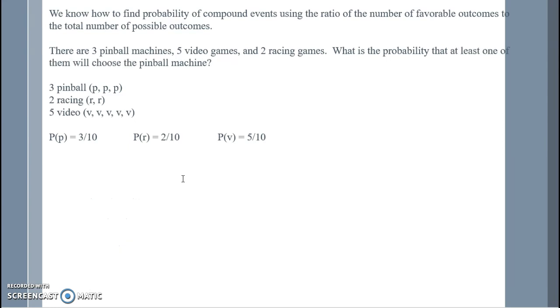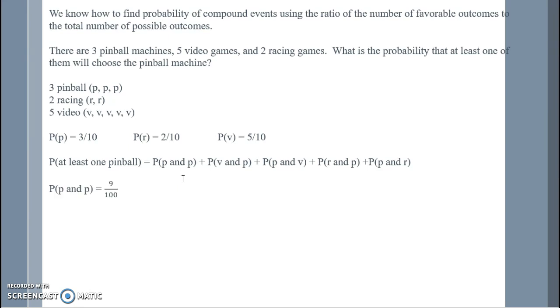Let's keep the same thing, except what is the probability that at least one of them will choose the pinball machine? So at least one pinball would mean that somewhere in our probability, we would need to assign at least one pinball. So pinball and pinball, video and pinball, pinball and video, racing and pinball, or pinball and racing. These are still independent events.